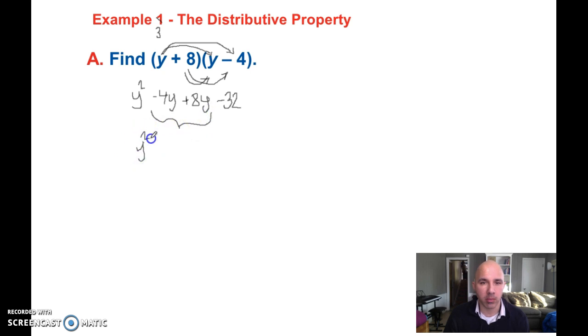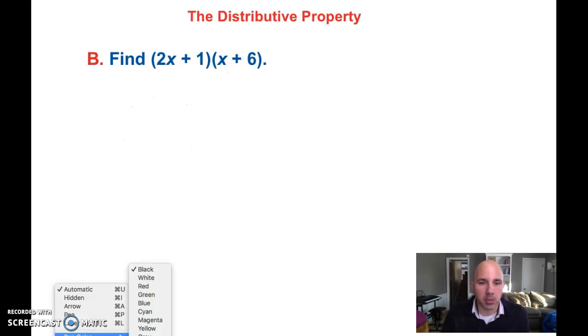Y squared. Negative 4 plus 8 is positive 4y. And then let's go ahead and bring down the minus 32. So this will be our final answer. All right, if you have any questions on this third example, let me know, and I'll be glad to help you out.